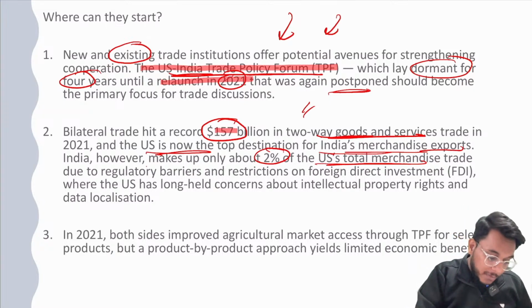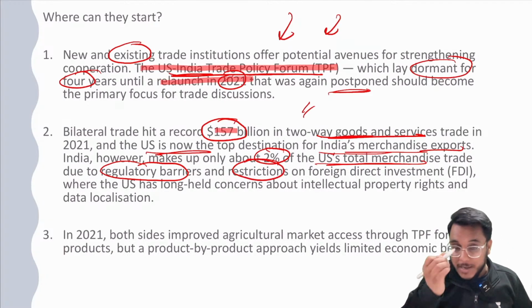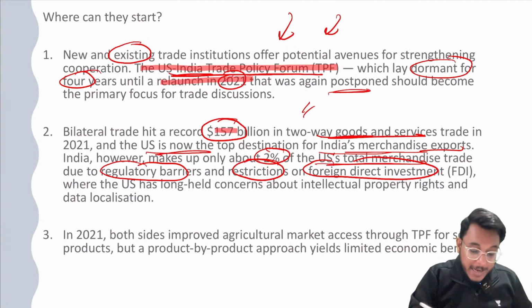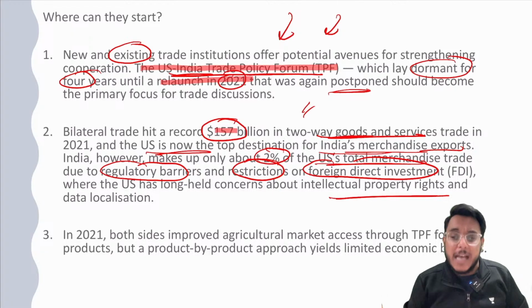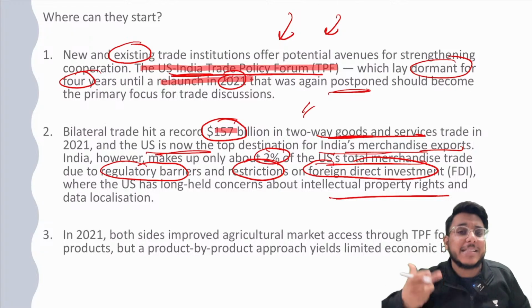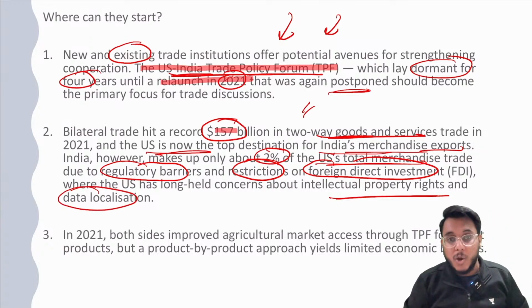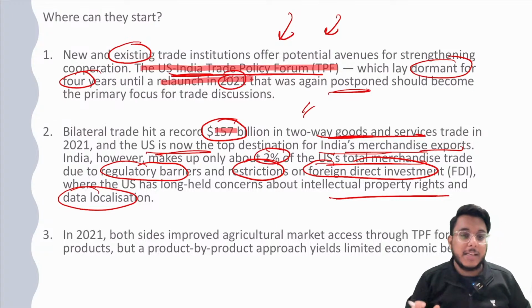The USA says that there are a lot of regulatory barriers, a lot of restrictions, even on capital, restrictions on foreign direct investment. India doesn't respect intellectual property rights. For example, in many medicines, it has happened earlier that compulsory licensing was given by India. India's data localization norms are very stringent according to the USA. So this is something that has happened.